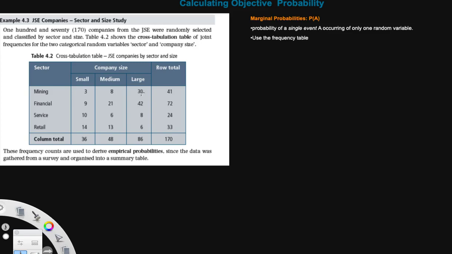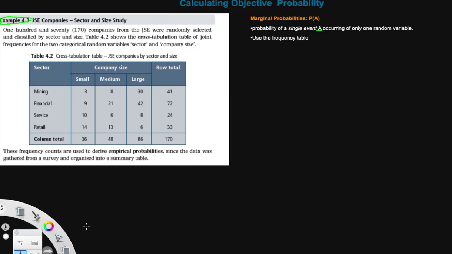The first one that we are going to look at now is what we call marginal probability. Basically, marginal probability is just the probability of a single event A occurring, only on one of the random variable. So quickly, so that you understand it, let's look at a scenario from this table again. Example 4.3, you can look it up on your textbook and the slide.